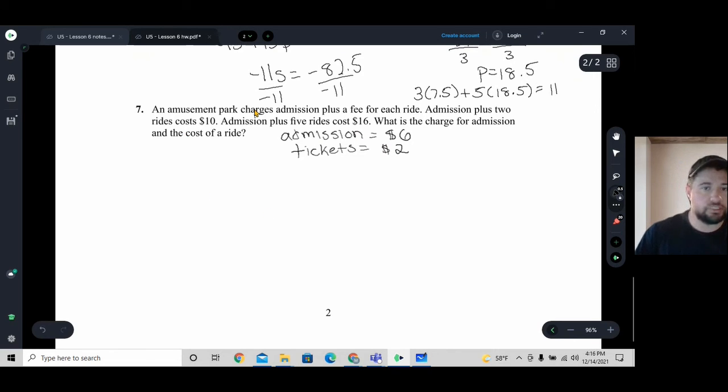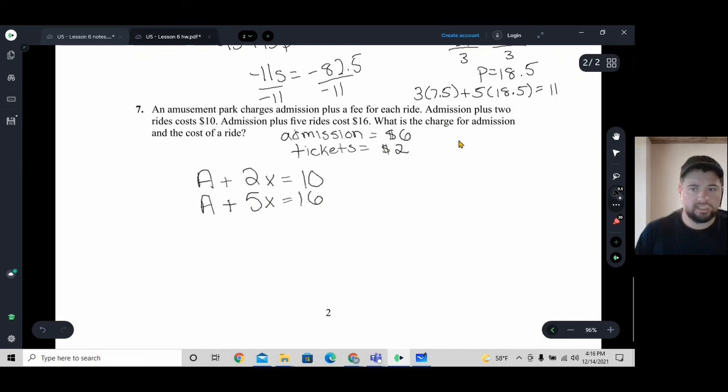So my two equations. An amusement park charges admission plus a fee. Admission plus 2 rides cost $10. So A plus 2x equals 10. Admission plus 5 rides cost $16. A plus 5x equals 16. What is the charge for admission and the cost of a ride?